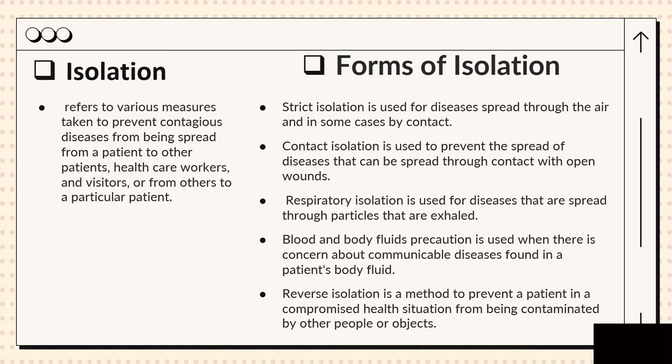Okay, pangalawa dyan, contact isolation is used to prevent the spread of diseases that can be spread through contact with open wounds. And number three, respiratory isolation is used for diseases that are spread through particles that are exhaled. And then blood and body fluids precaution is used when there is concern about communicable diseases found in a patient's body fluid. And then the last, okay, reverse isolation is a method to prevent a patient in a compromised health situation from being contaminated by other people or objects.